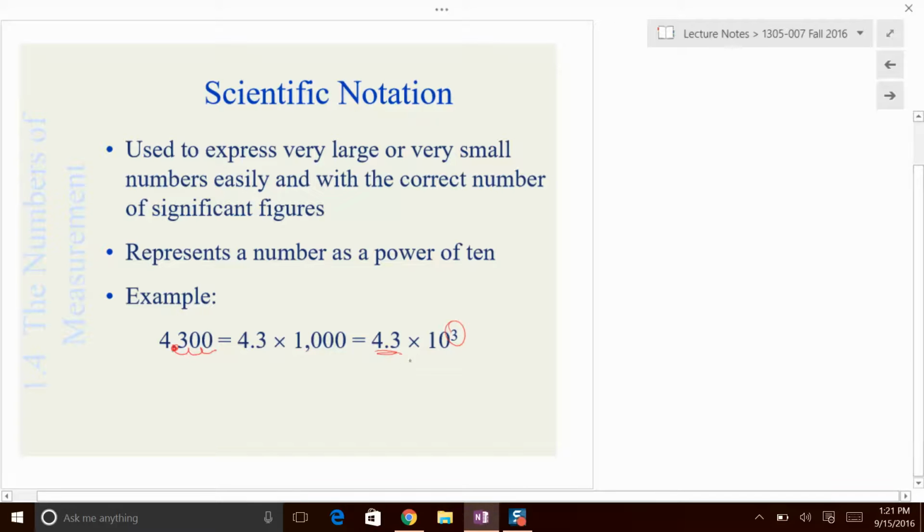Okay? That's the number. Now, how many significant digits are in that number? As it was written before, 4,300. 2. So because there's 2, I have to have 2 significant digits in my scientific notation. You always represent all the significant digits in the scientific notation. So that's why I put 4.3 times 10 to the third instead of 4.30 or 4.300. Okay? I don't need to include these zeros because there's only 2 significant digits.